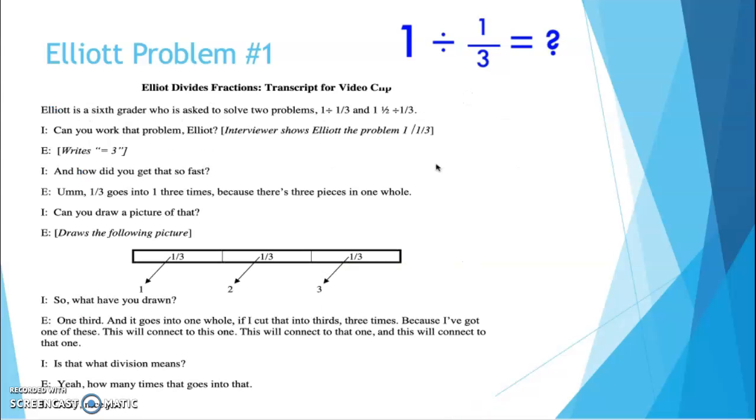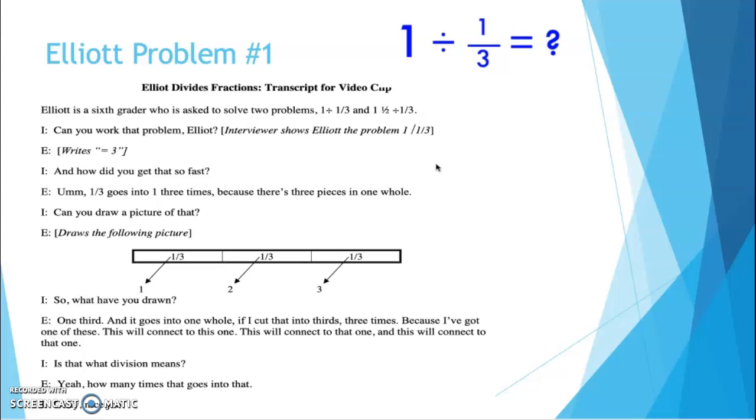Let's read this first scenario together. Elliott is a sixth grader who is asked to solve two problems: 1 divided by 1/3 and 1.5 divided by 1/3. In this scenario, the I is an indicator for the instructor or the teacher. So the teacher says, can you work with that problem, Elliott? 1 and 1/3. Elliott writes 3. The teacher asks, how did you get that so fast?